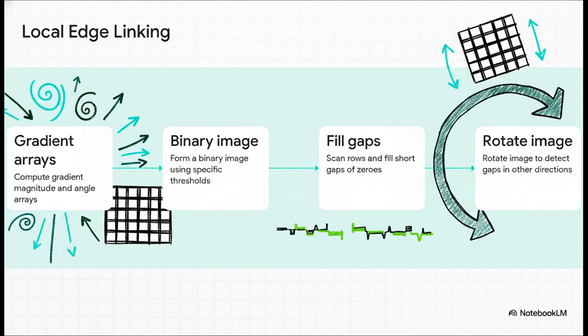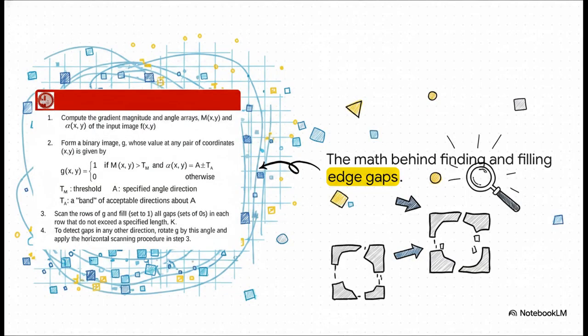Finally, it rotates the image to catch any vertical or diagonal gaps it might have missed. The mathematical logic running under the hood here acts like a highly precise, pixel-by-pixel sieve. If you dive into the equation for creating that binary image, a pixel only becomes a 1 if its gradient magnitude is greater than a very specific threshold, and its angle falls within an acceptable band. And boom, it leaves us with continuous, perfectly connected edge lines.